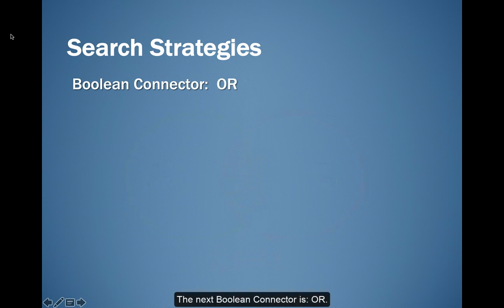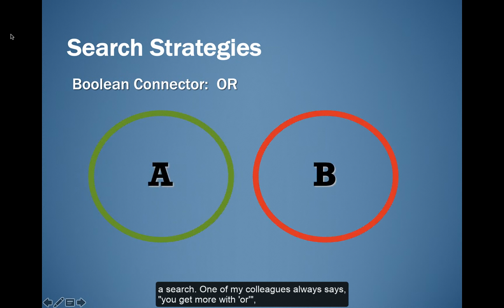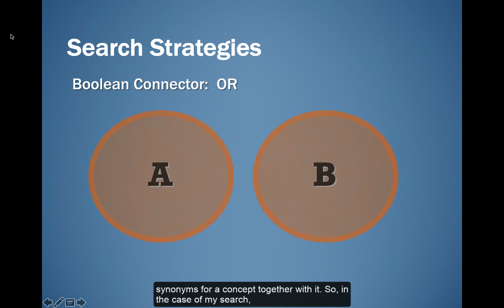The next Boolean connector is OR. Sometimes when you're crafting a search, you might start out using OR. Other times, you might need to use it in a second search after an initial search that doesn't bring back the kind of results you want, either in the number or the focus of the articles. OR is a good way for us to broaden a search. One of my colleagues always says you get more with OR, which is a good way to remember. OR works best when you string synonyms for a concept together with it.